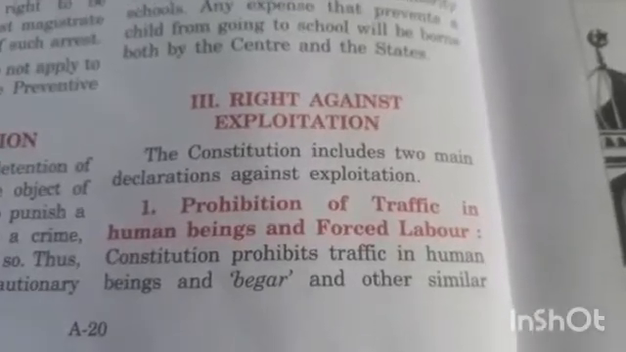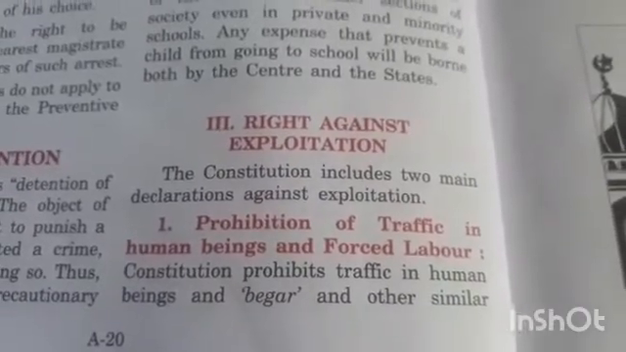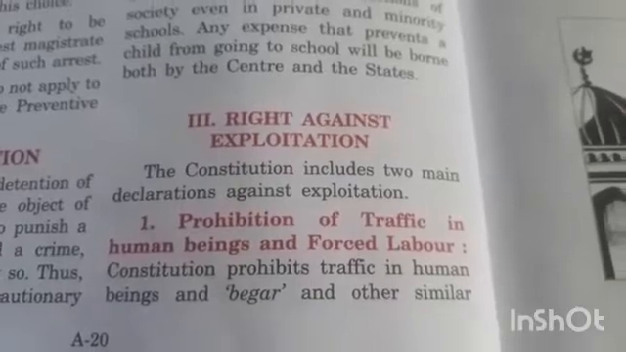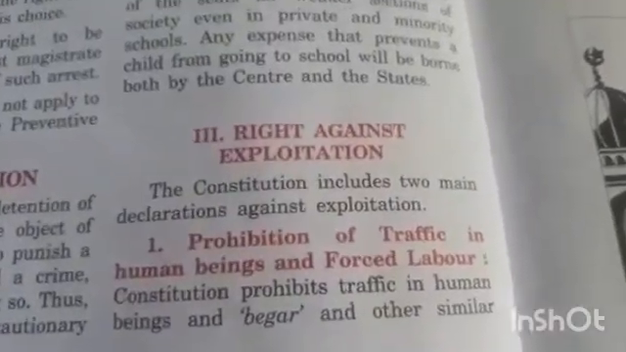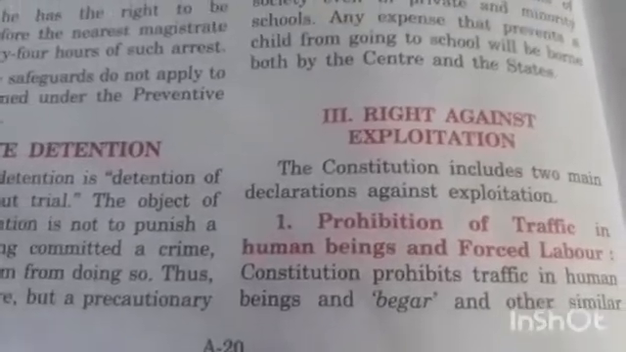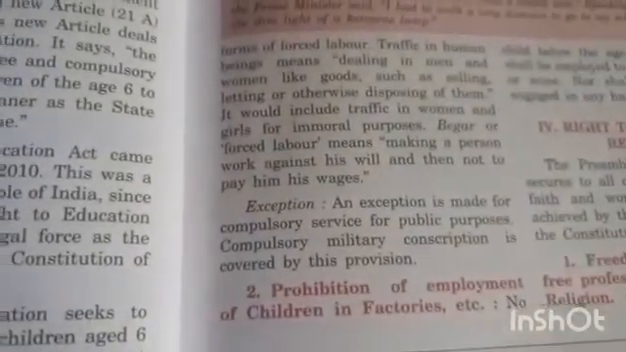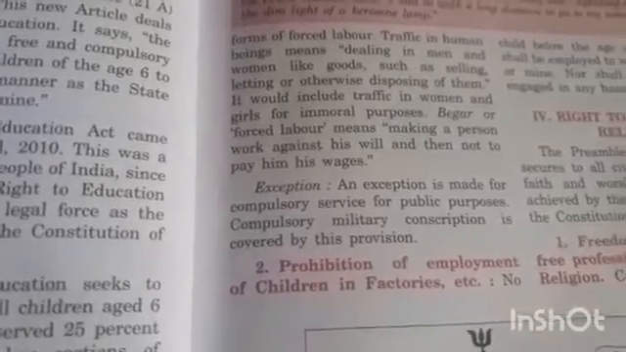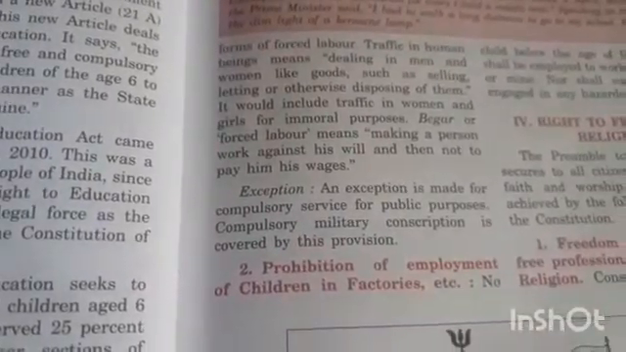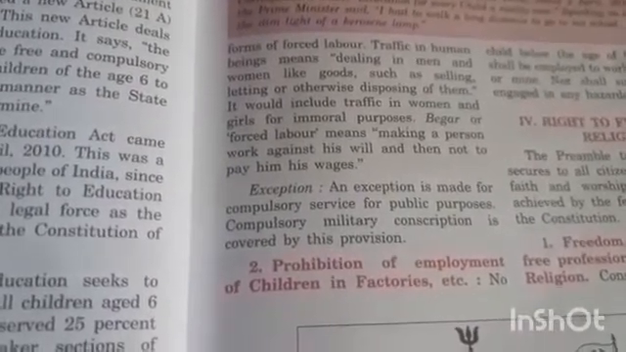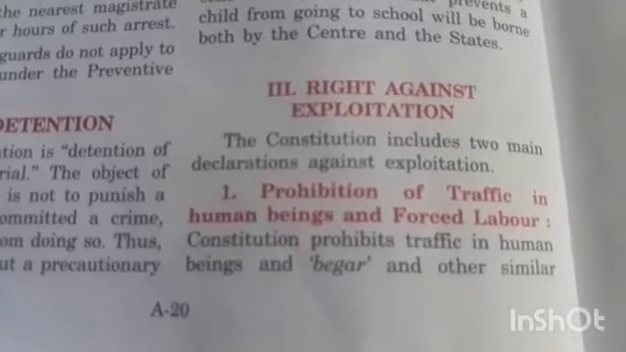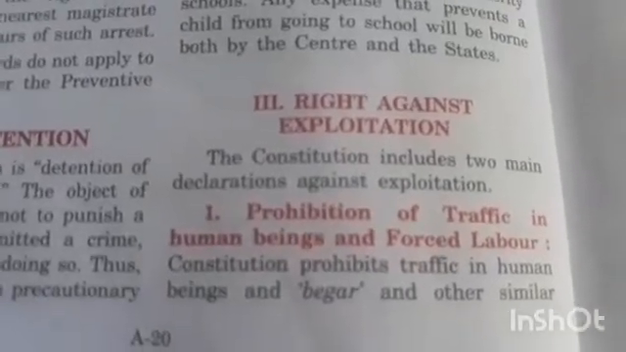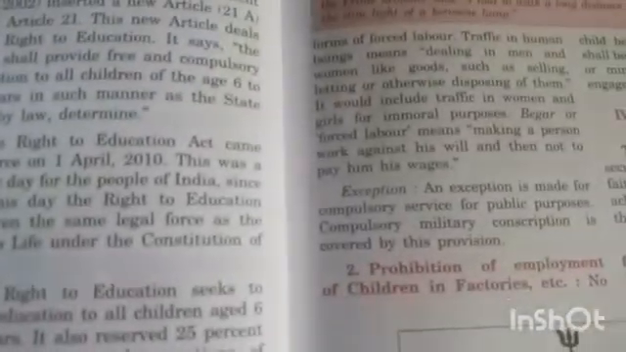So the Constitution prohibits this type of forced labor and traffic in human beings. Trafficking means selling human beings, especially children and women, dealing in them like goods, such as selling and otherwise disposing of them. It would include traffic in women and girls for immoral purposes. So the Indian Constitution prohibits trafficking and beggar and other similar forms of forced labor.